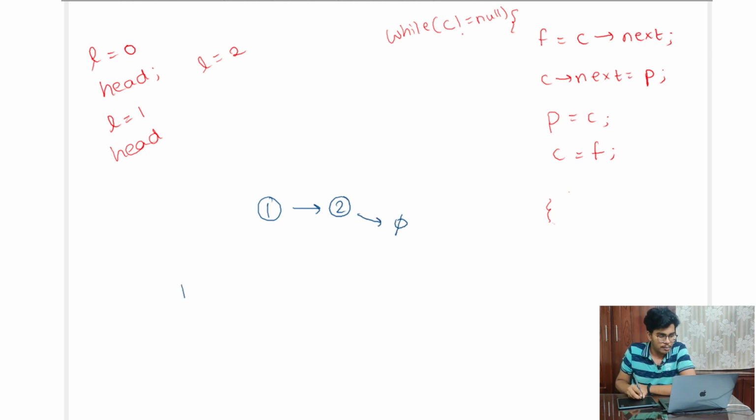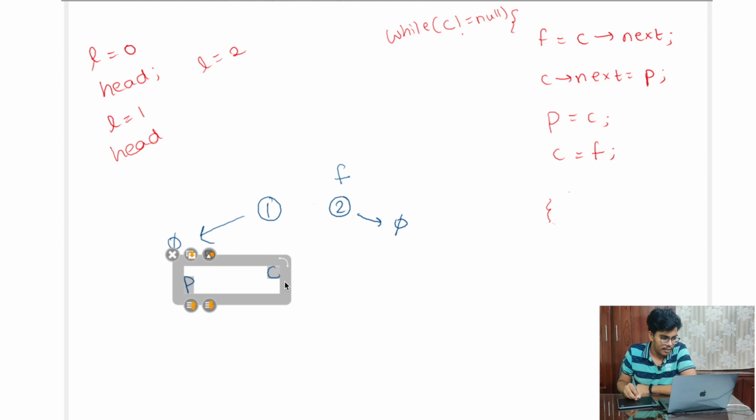Initially what we assumed is previous would be pointing to null, current would be pointing to 1, and forward will be pointing to null. And while the loop runs, forward is equal to current.next. So forward will move to current.next, which is 2, and then current.next equal to p. So I'll lose the link between 1 and 2, and I'll connect 1 to a null pointer, and then I'll move these both one step at a time.